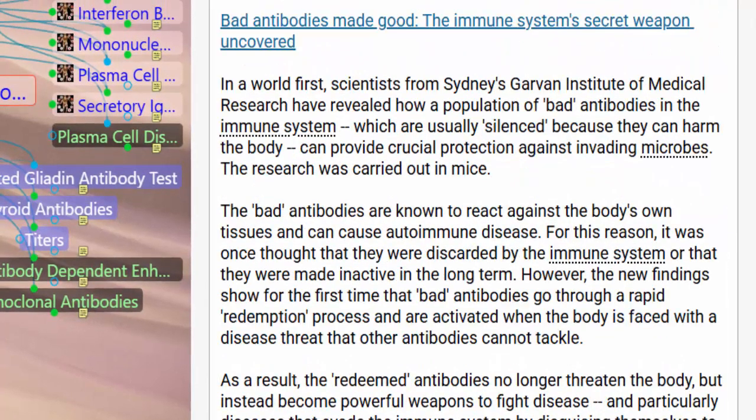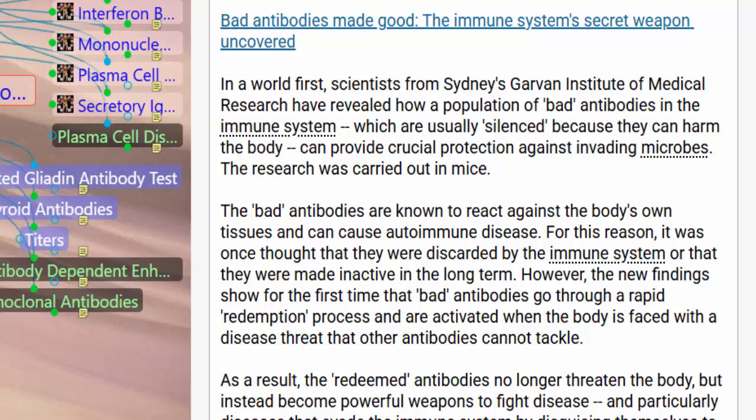Now, this is a relatively new study. Bad antibodies made good, the immune system's secret weapon uncovered. Research revealed how a population of bad antibodies in the immune system, which are usually silenced because they can harm the body, can provide crucial protection against invading microbes. Now, this was a study carried out on mice. The bad antibodies are known to react against our own tissues and cause autoimmune disease. And for this reason, it was once thought that they were discarded by the immune system or made inactive in the long term.